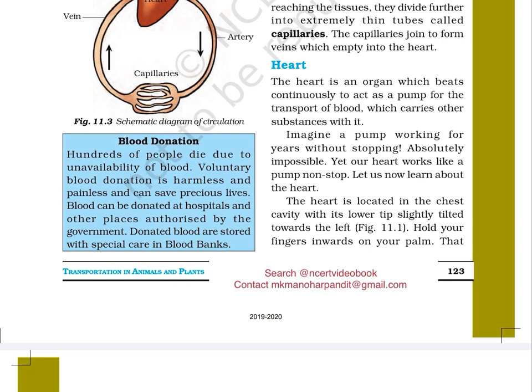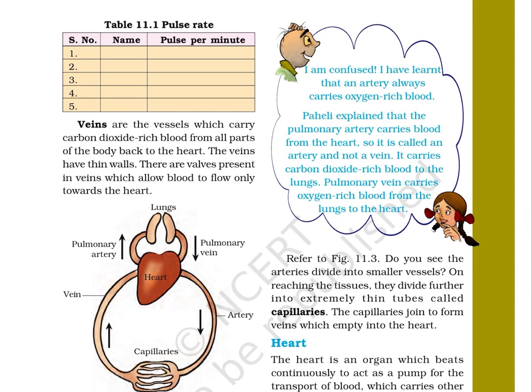There's a thought bubble given here. Pictures of Paheli and Bojo are next to it. Bojo wonders, I am confused. I have learned that an artery always carries oxygen-rich blood. Paheli explained that the pulmonary artery carries blood from the heart, so it is called an artery and not a vein. It carries carbon dioxide-rich blood to the lungs. Pulmonary vein carries oxygen-rich blood from the lungs to the heart.